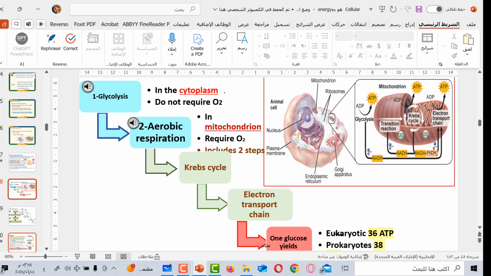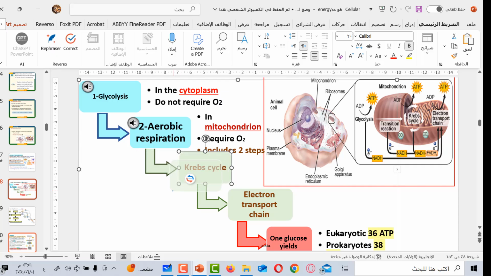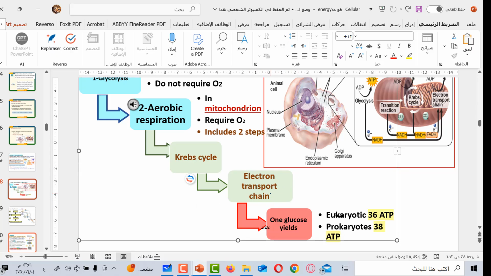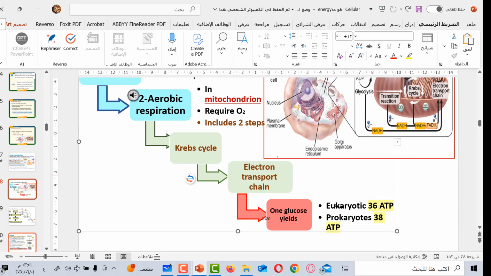Glycolysis in the cytoplasm doesn't require O2. Aerobic respiration in the mitochondria requires O2. Okay. It includes two steps: the Krebs cycle and electron transport. This happens in the inner membrane.